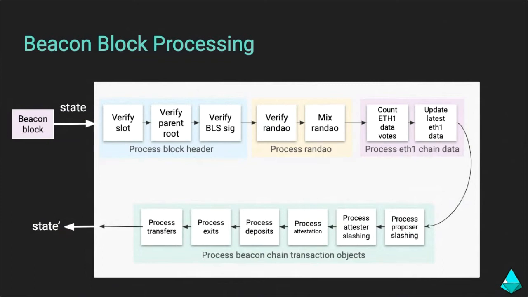You start mutating the Randao field for the randomness, and then the ETH1 chain data field, which is to reference back to the ETH1 chain, and then you start processing each body within the beacon block, such as the transfer, exit, deposit, attestations, and that's how you essentially process a beacon block.